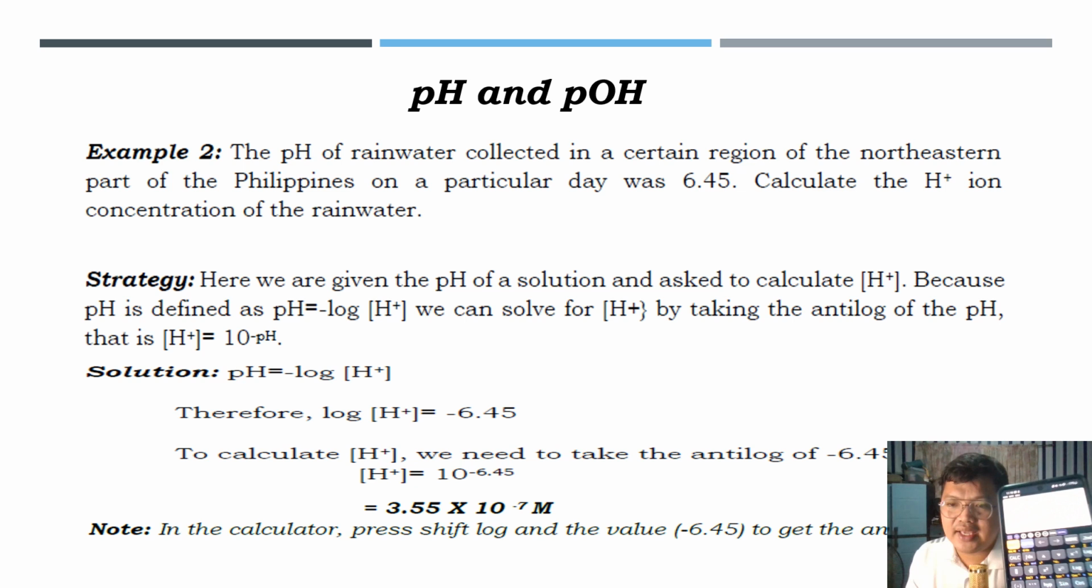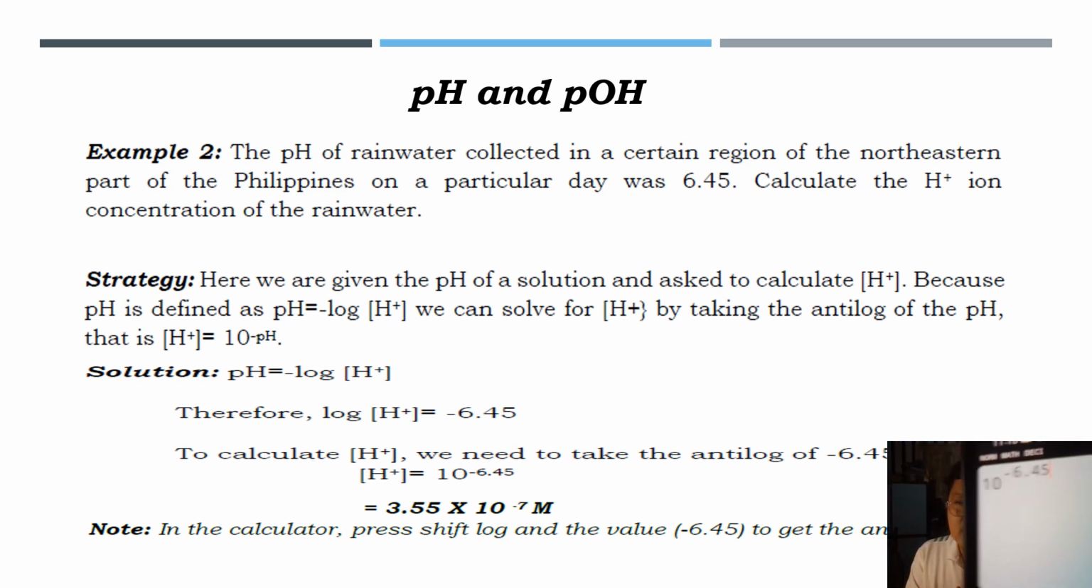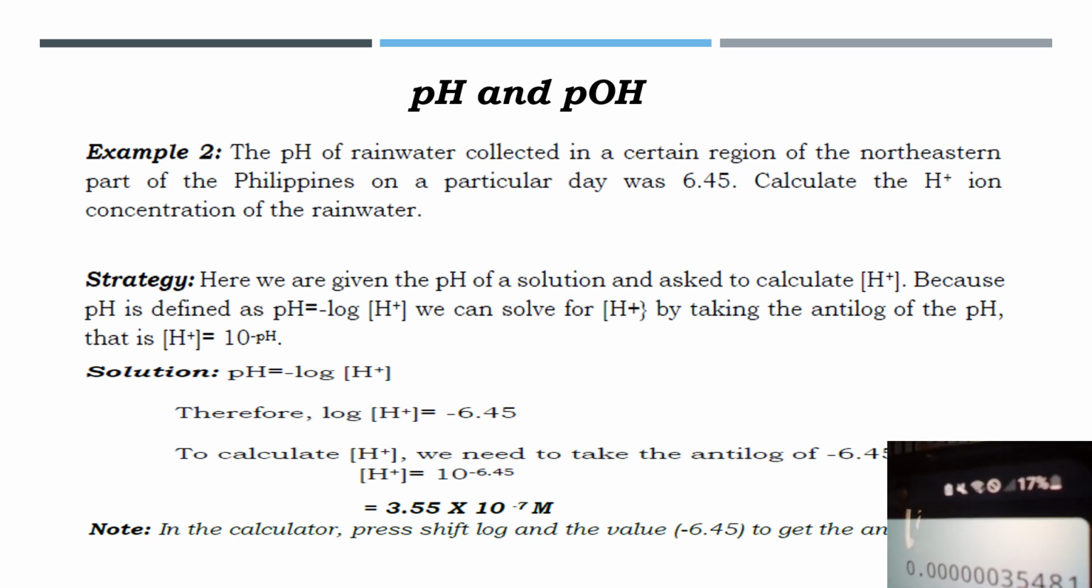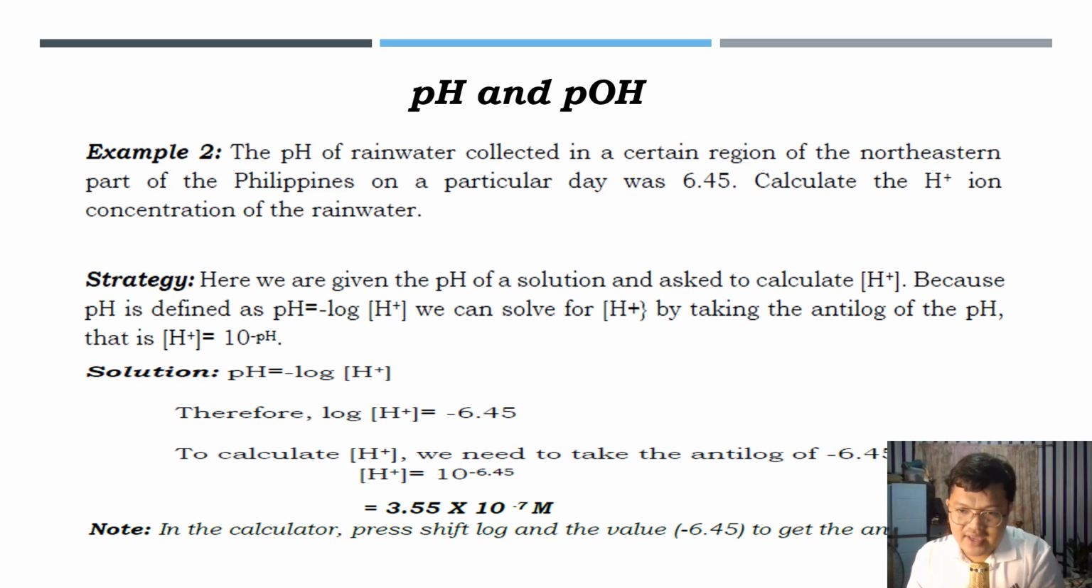Ganito yung lumabas sa aking calculator. Hindi pa siya naka-scientific notation. Pero if you are going to convert this into scientific notation, it is the same. 1, 2, 3, 4, 5, 6, 7. 3.5 times 10 raised to negative 7. So that's how you calculate the concentration of the H plus ion in the rainwater. This is for example number 2.